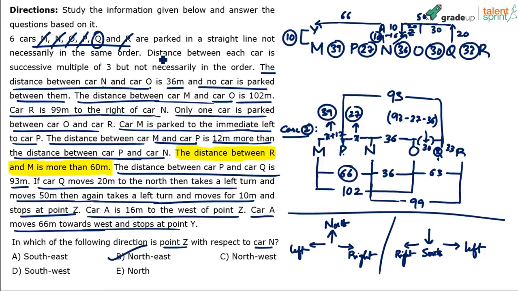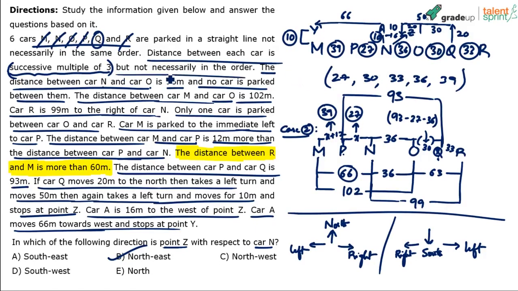See, there is one point given here which says the distance between each car is a successive multiple of 3. What do you mean by successive multiples of 3? Consecutive multiples of 3, but not necessarily in the order. If you observe, all these distances are multiples of 3: 27, 30, 33, 36, 39. And all these are consecutive multiples, right? Don't get confused, but they are not in that order. That's what he had mentioned. All these are consecutive multiples of 3, starting from 27 up to 39, but not in a particular order.